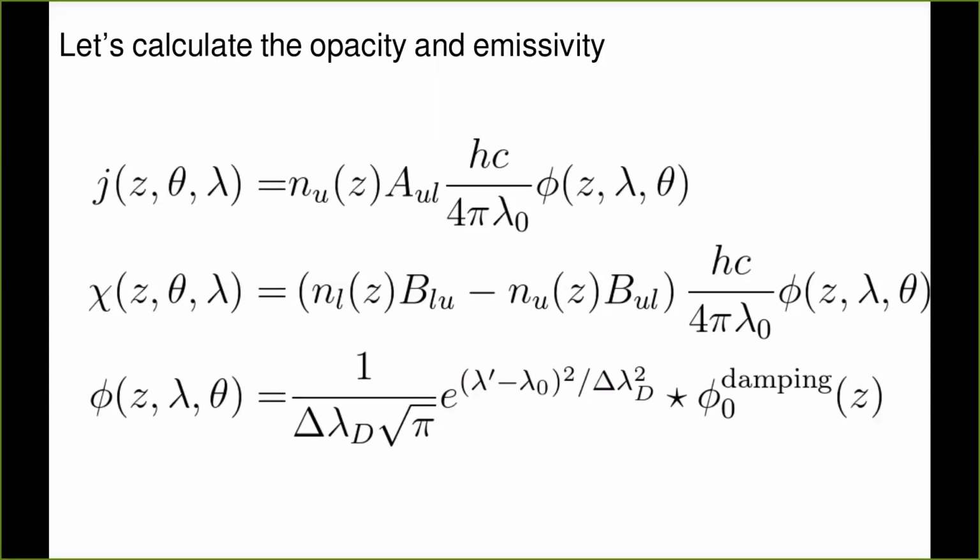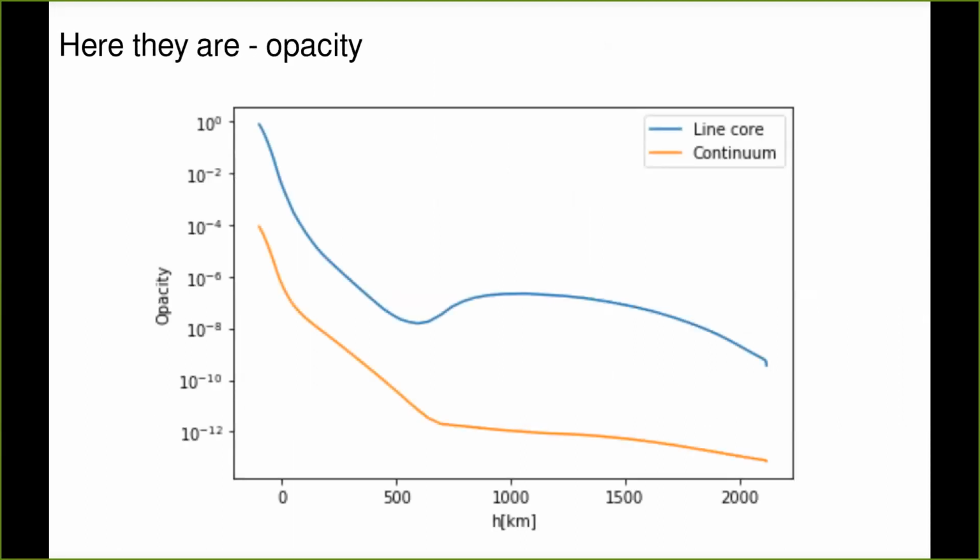So I said before that, sure, the lines are the most important ones, but there are other opacity and emissivity contributions, and in the spectral regions where there are no lines, we have something that we call continuum, and that basically determines white light. So you could call it white. Okay, let's go. This is the opacity at two wavelengths. Now blue is the line core, where the line is the most opaque. Orange is the continuum, where it's less opaque.